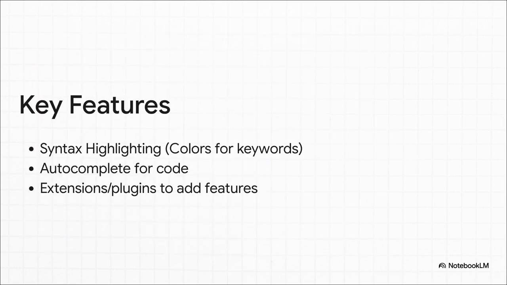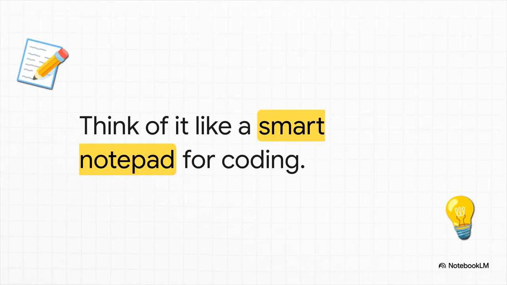And this is what makes that notepad so incredibly smart. You've got syntax highlighting, where it colors all the keywords so you can actually read your code at a glance. Then there's autocompletion, which is a lifesaver, suggesting code as you type. And the really cool part, it's extendable. You can add plugins for pretty much anything you can think of. So let's lock this in. A code editor is your fast, focused, intelligent notepad. When you just need to get in, write some code, and get out, it's the perfect tool for the job.